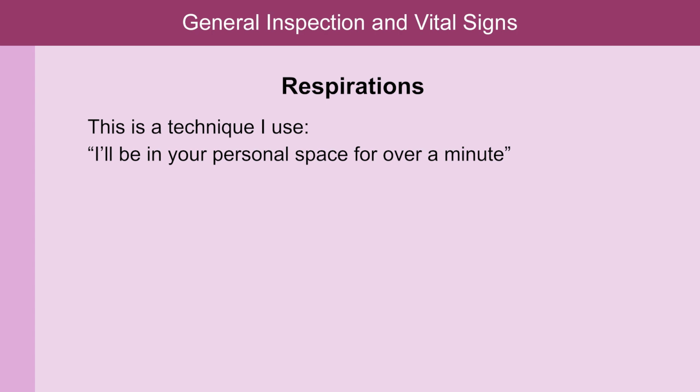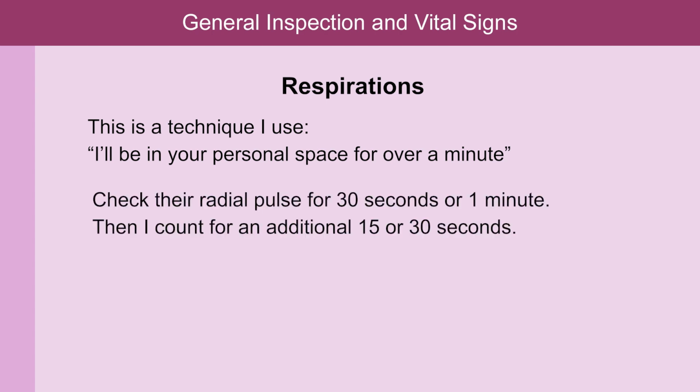When I'm checking their heart rate, or if I'm checking their radial pulse, I just tell them, I'm going to be in your personal space for over a minute, so don't be alarmed. So I check their radial pulse for, if I'm doing it 30 seconds or 1 minute, then I add extra 15 seconds or 30 seconds at that time and count their respirations too.